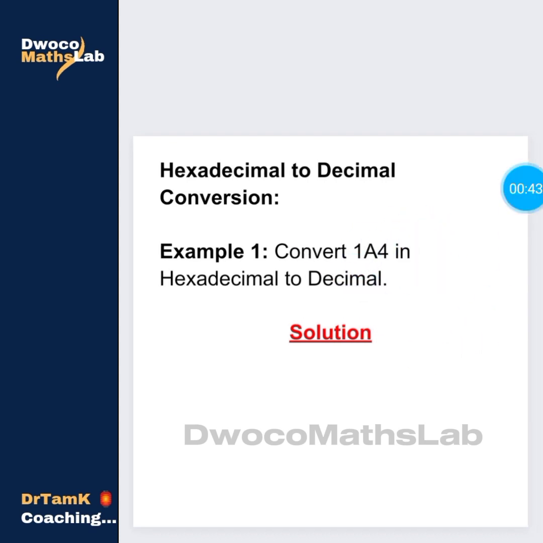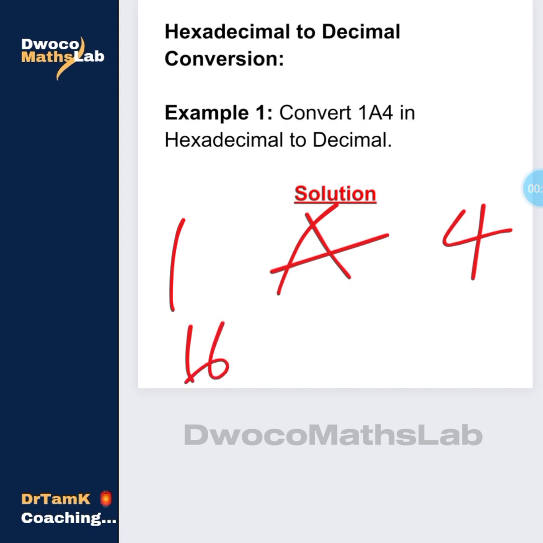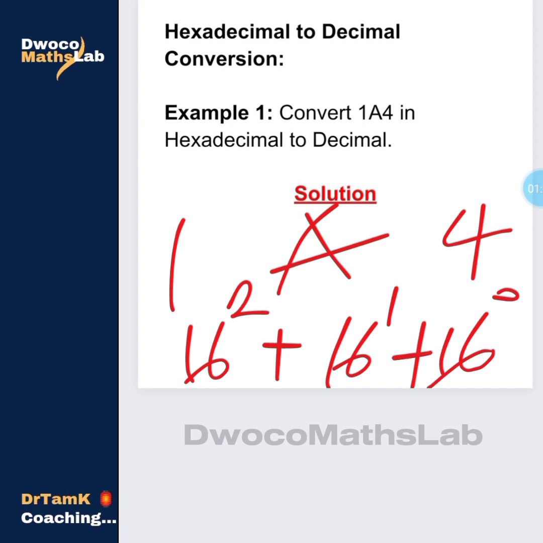So we got 1 here. I'm going to write 1, I'm going to write our A, and I'm going to write 4. Alright, so what I'm going to do is write 16 here, 16 here, and 16 here. So I have power of 0 here, power of 1 and power of 2. Exactly. So add them up here, add them up here. Now what you're going to do is multiply, multiply, and multiply. This is a very fast way to solve this.